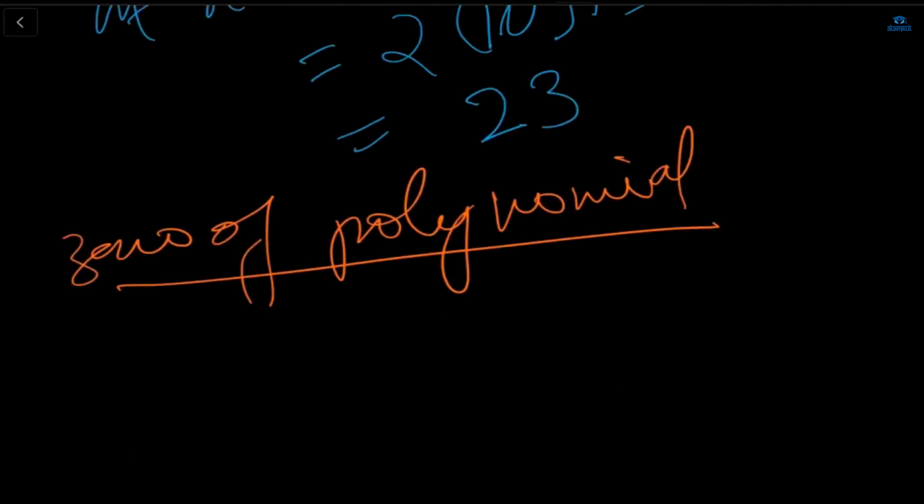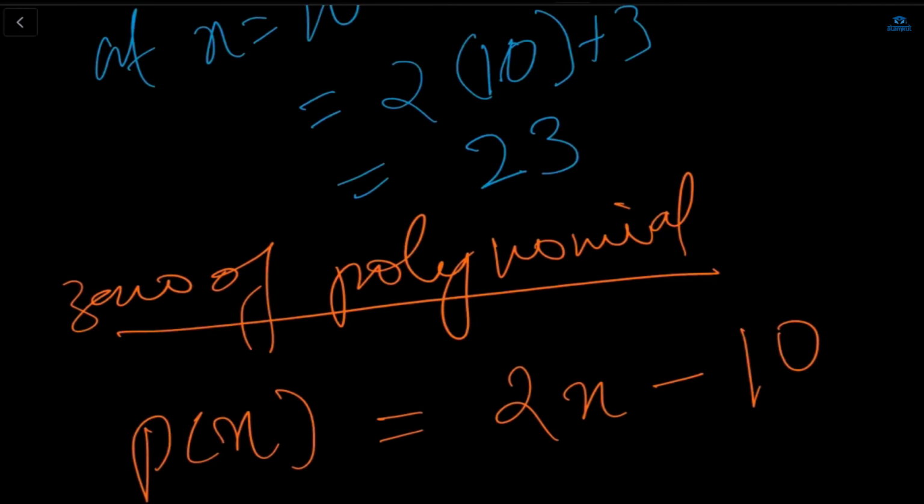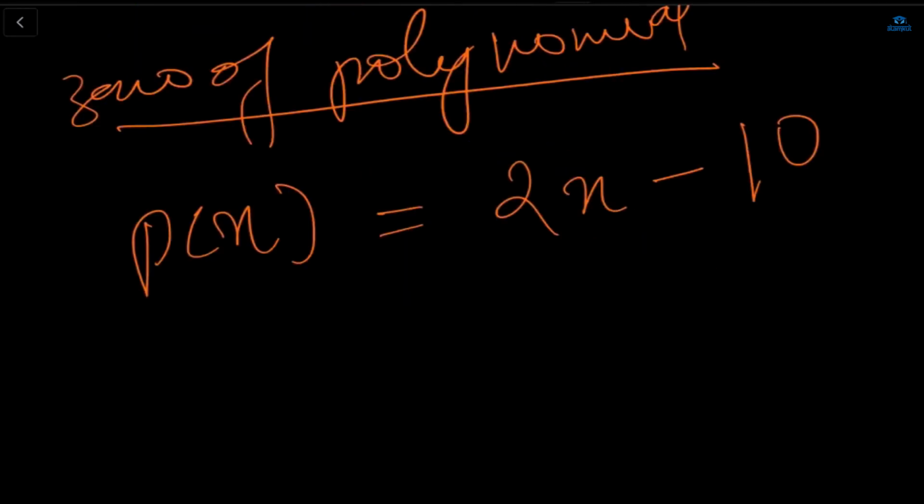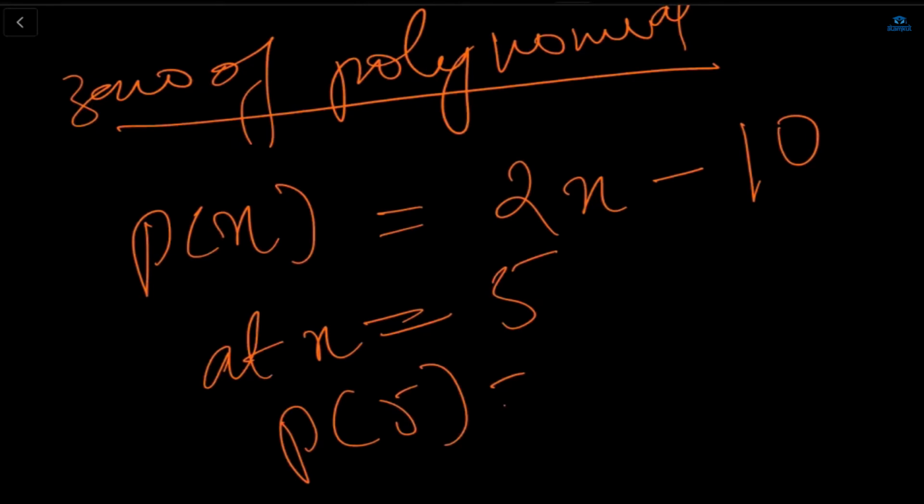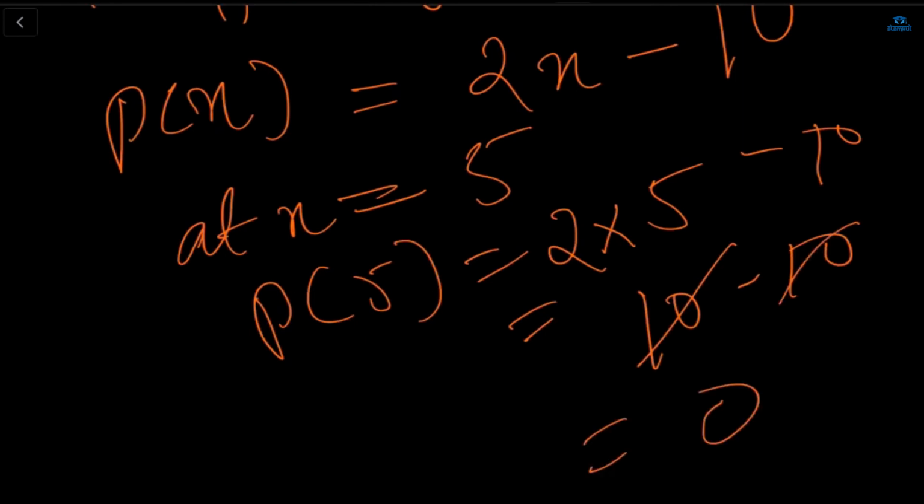Zero of the polynomial. Here, for example, p(x) is 2x minus 10. Now you have to find the value at x is equal to 5. If you put x is equal to 5 here, 2 times 5 minus 10 will be 10 minus 10, which is 0. So x is equal to 5 is the zero of the polynomial 2x minus 10.